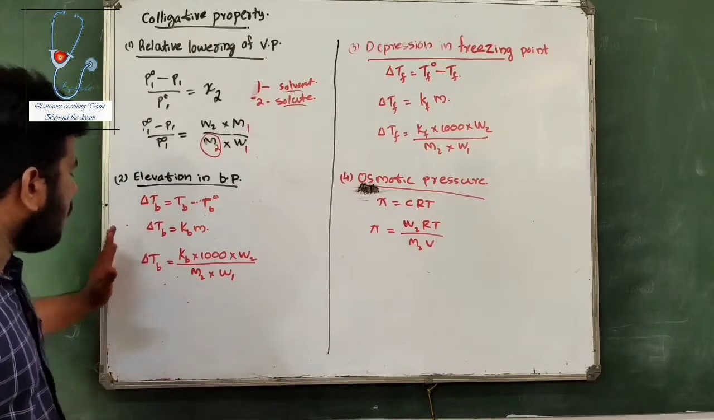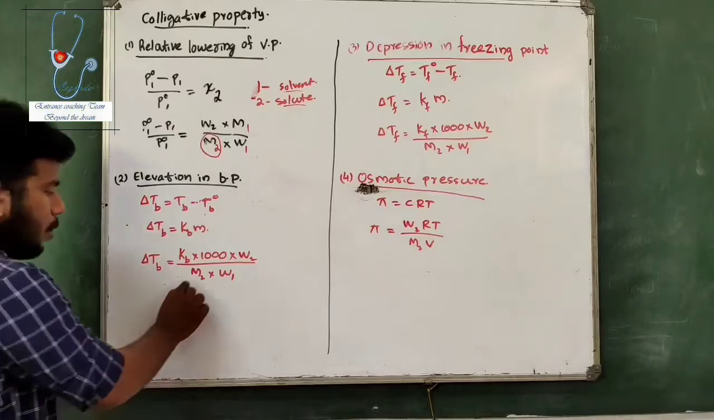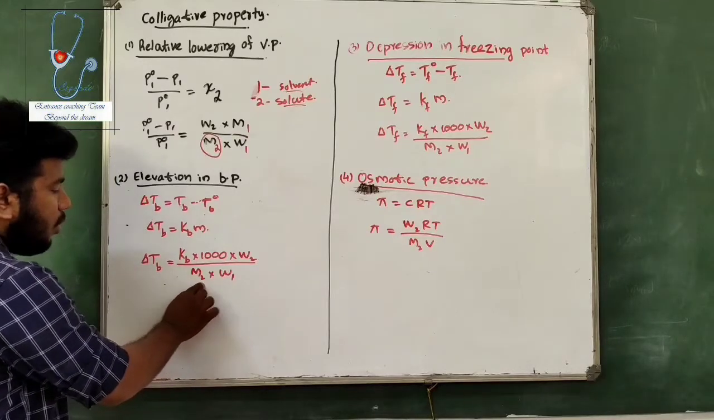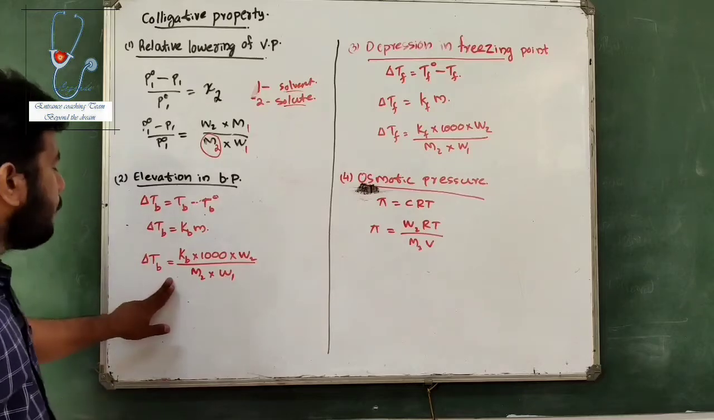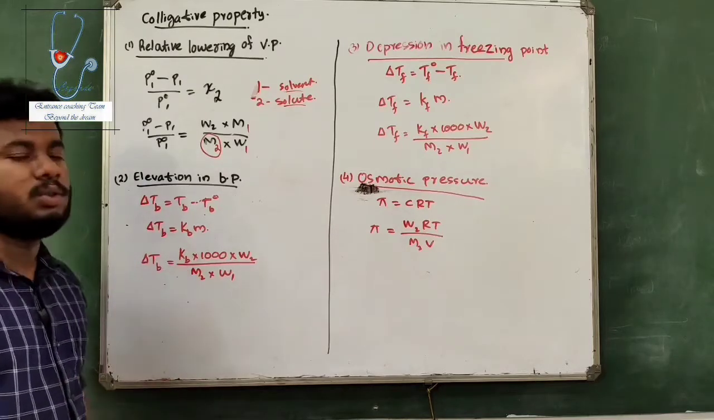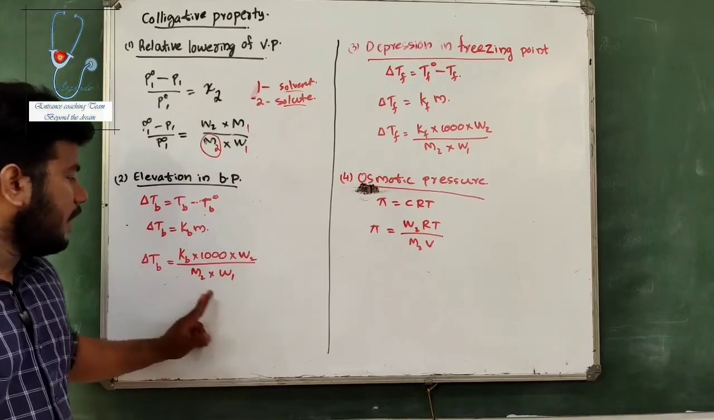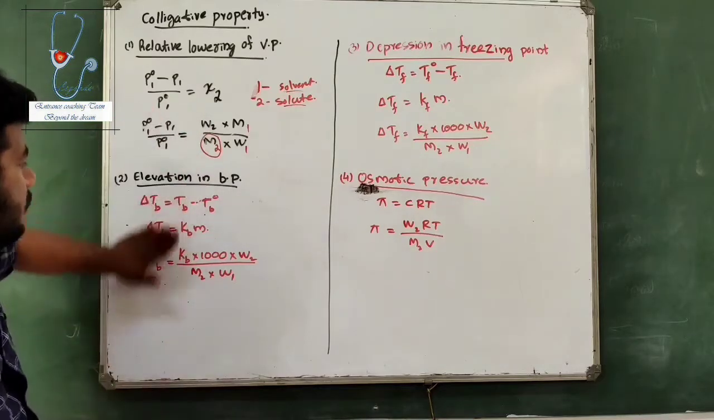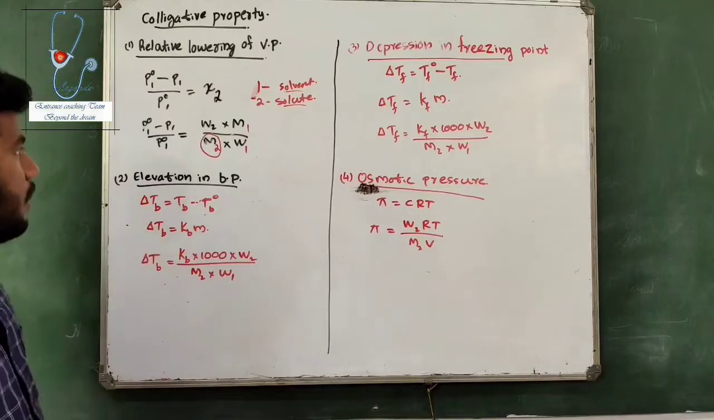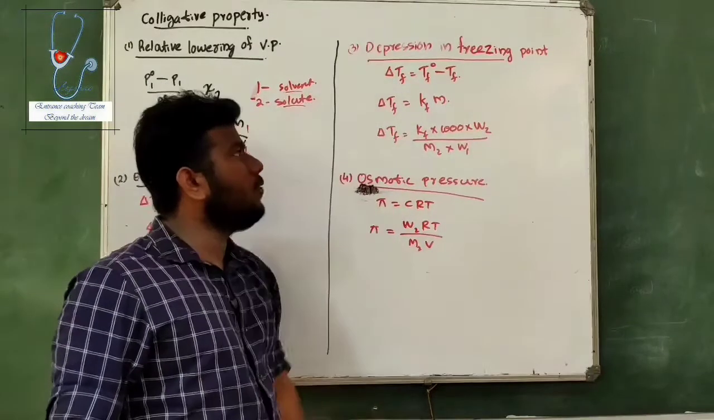So we can calculate the molecular mass of solute from this equation by rearranging it. Delta TB is equal to KB into 1000 into W2 divided by M2 into W1. Very, very important equation in this topic.